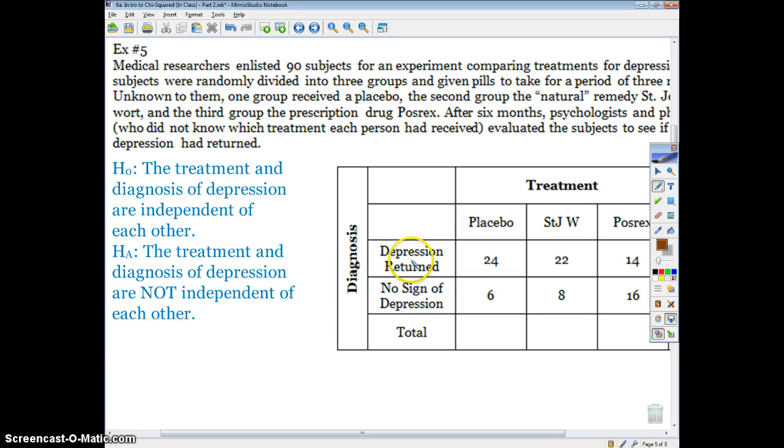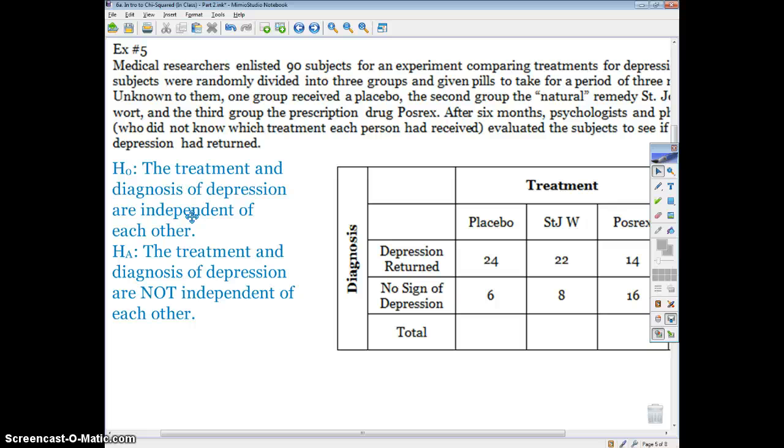Okay, so our null and alternative hypotheses are pretty easy. The treatment and diagnosis of depression are independent of each other, which basically means if we find that out, that means whatever we're talking about here didn't have an effect on the subjects, which means all the groups are about the same. Okay? The alternative to that is that they're not independent and that the treatment actually did have an effect.